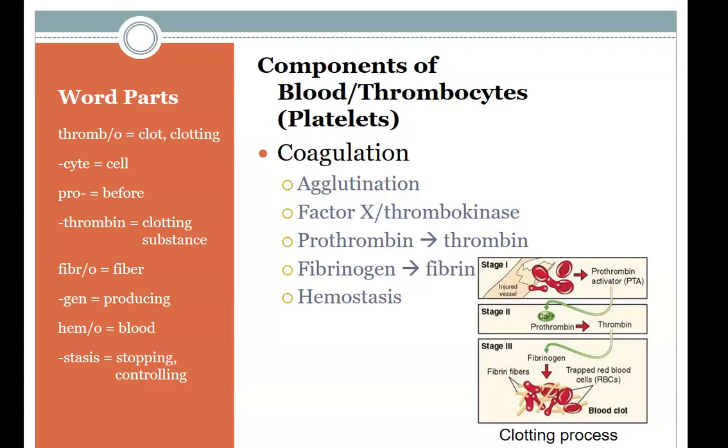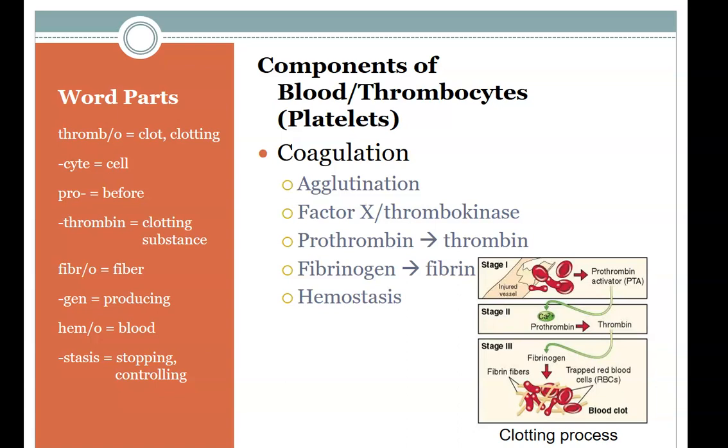Components of blood and thrombocytes, also known as platelets. The thrombocytes or platelets have a round or oval shape, and the name platelet comes from their appearance as little plates. These cells aid in coagulation, which is clotting of the blood, the process of changing a liquid to a solid. The process of coagulation begins with agglutination, which is the clumping of the cells.